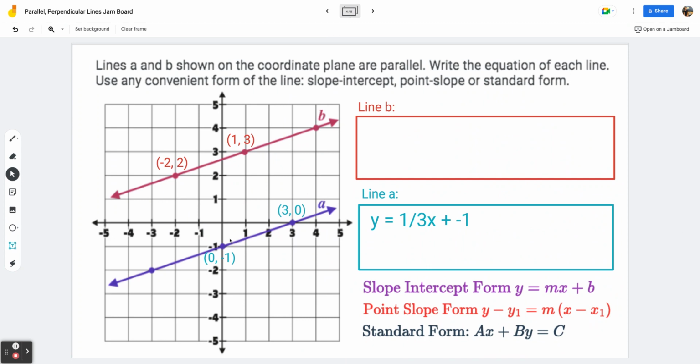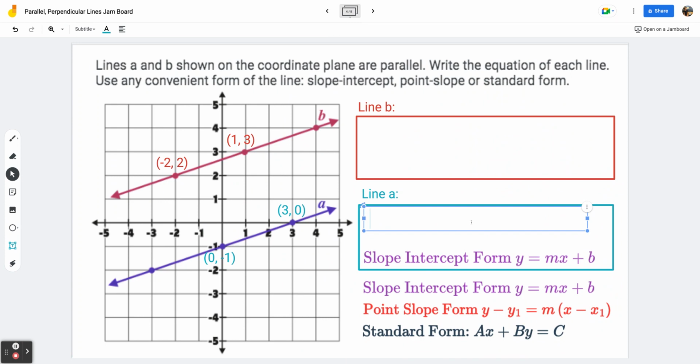Lines A and B shown on the coordinate plane are parallel. Write the equation of each line. Use any convenient form of the line: slope-intercept, point-slope, or standard form. So we got you started here with line A. And what I decided to use for line A was the slope-intercept form of the line. And the reason I use that is because my y-intercept is very clear. It's -1. And my slope, I can measure it as rise over run between these two points or between these two points.